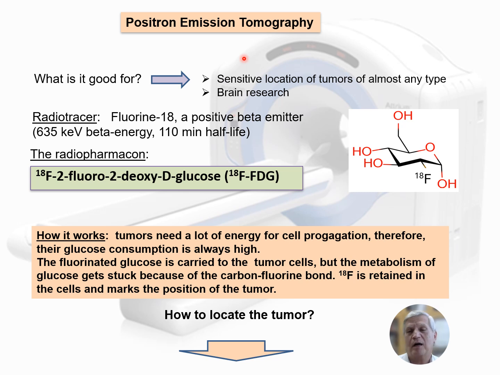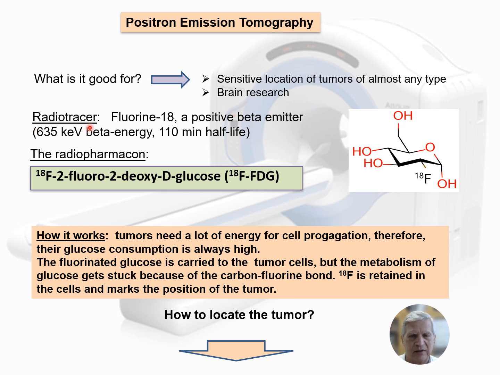Now we arrived at probably the most important technique in nuclear medicine, with which the medical doctor is capable of finding a tumor in the body. This is positron emission tomography. In the previous example, we needed some receptor finder molecule to find the tumor, and only for a special tumor. Positron emission tomography does not require a special receptor. Let us see how it works. This is really good to sensitively locate the tumor, in almost any type of tumor, and it is also good for brain research. We will not discuss this in detail.